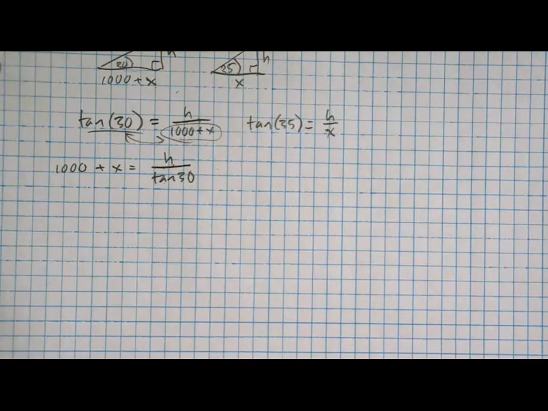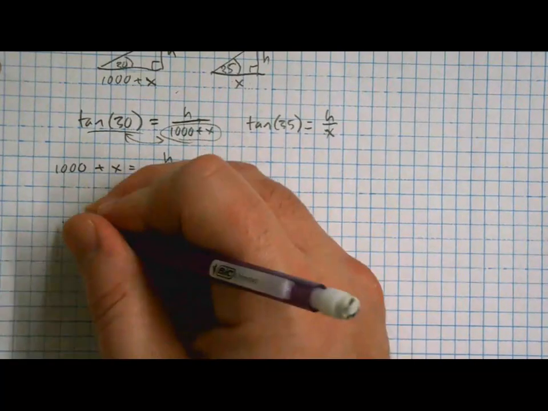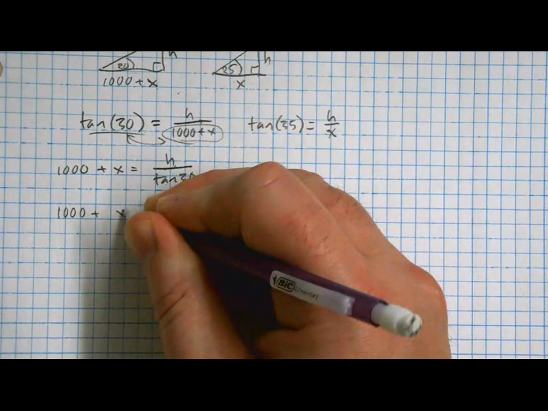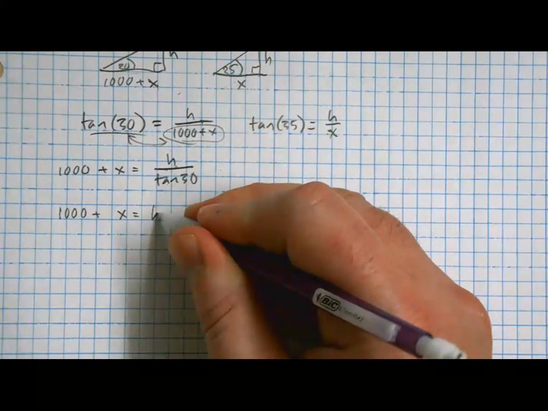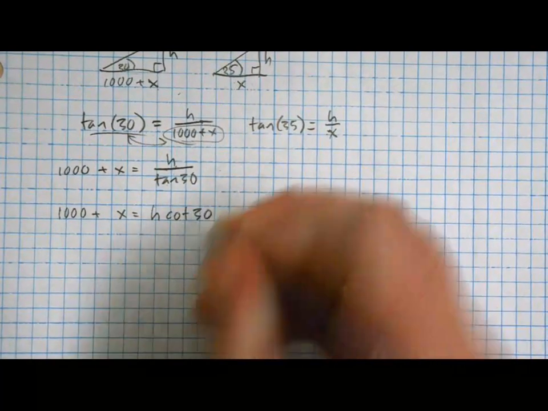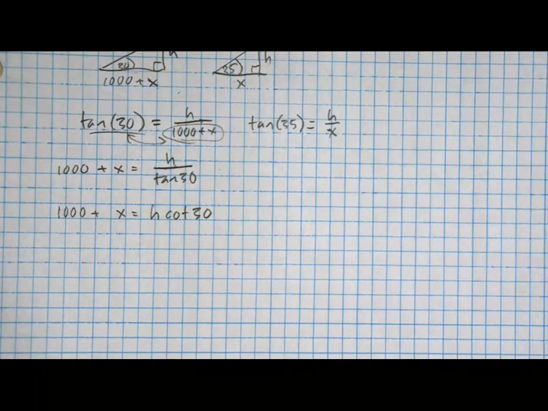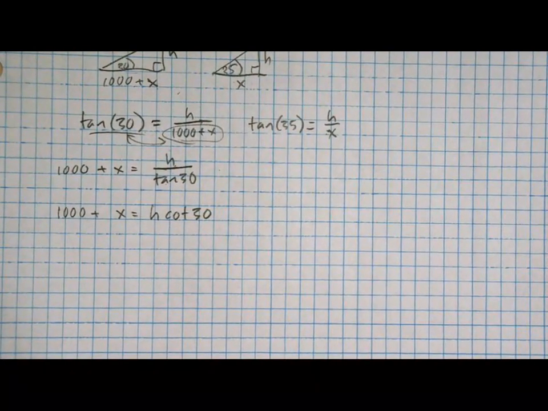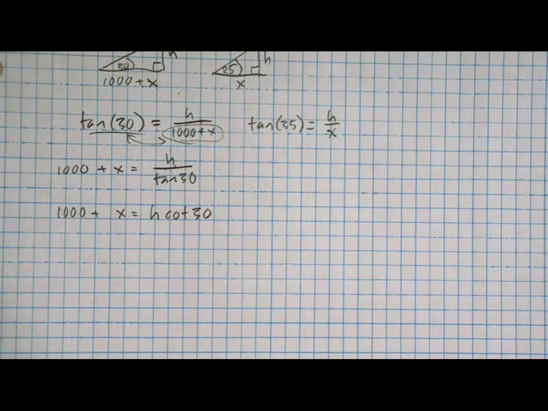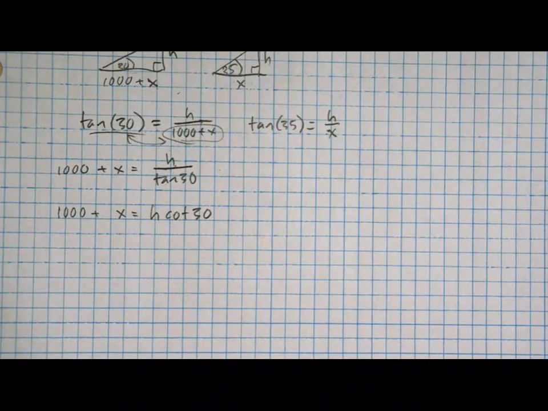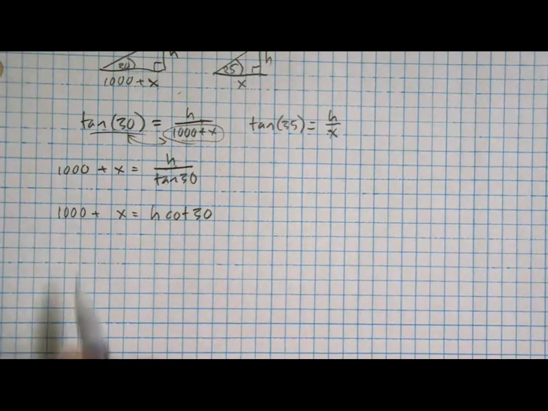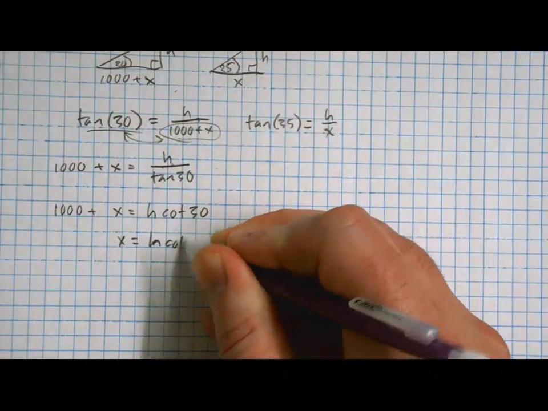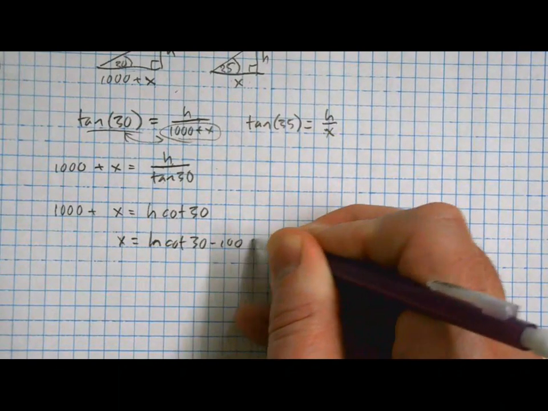I'm going to do two more things to that. 1,000 plus x. I will get rid of the 1,000 in a moment, but I'm going to rewrite this as h times the cotangent of 30. That way I don't have a fraction. Are we okay with the fact that dividing by tangent is the same as multiplying by cotangent because they are reciprocals of one another? Then I'll get rid of the 1,000. So x equals h cotangent 30 minus 1,000.